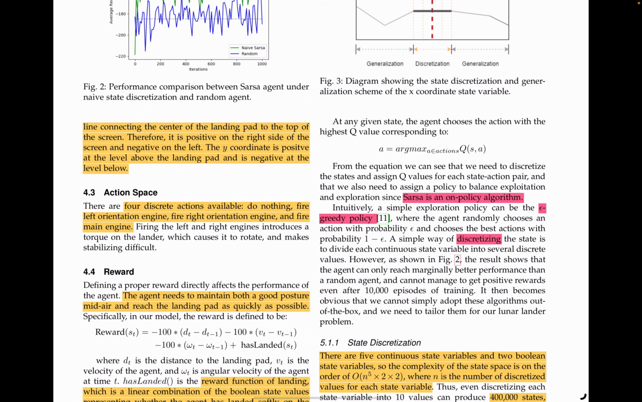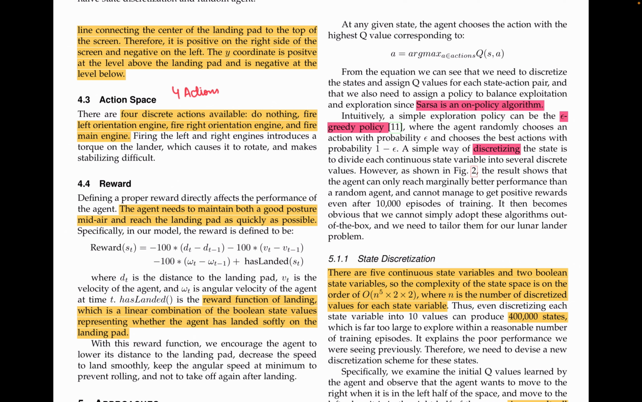Yeah, and we're back to the action space. There are 4 discrete actions available. So we have 8 states and now we have 4 actions, right? So what are these 4 actions? The 4 actions would be to do nothing, fire the left orientation engine, fire the right orientation engine, or fire the main engine. One thing to keep in mind is that when you fire the left and the right engines, it introduces a torque. So that causes it to rotate and it's difficult to stabilize.